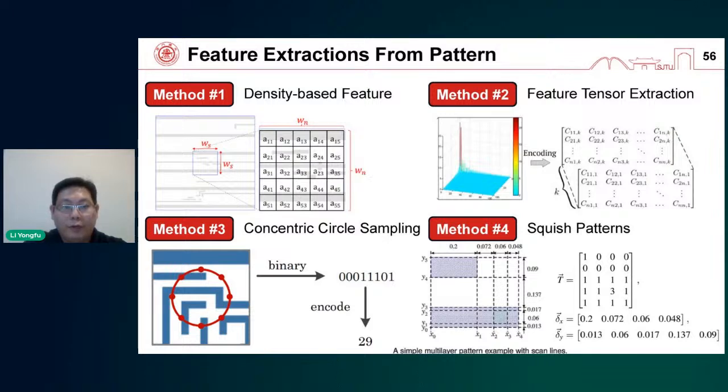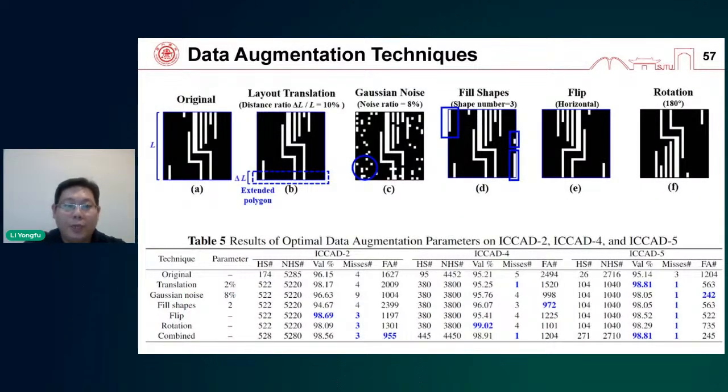There are four different kinds of feature extraction techniques, and most commonly they are known as density based. Industry really most of the time will be using squish patterns, but in academia we are using more the feature tensor or concentric circle sampling techniques. But augmentation really depends on what kind of know-how you can bring in to make sure that the data being augmented makes sense.